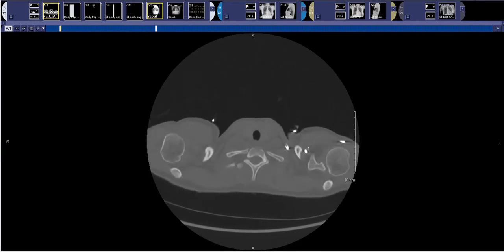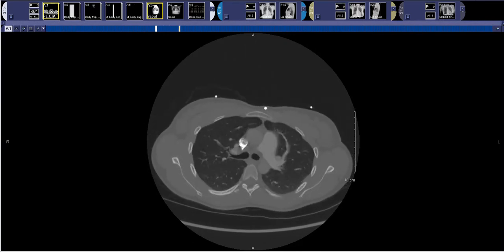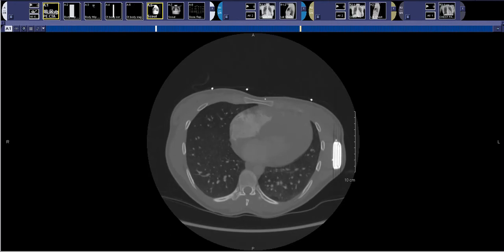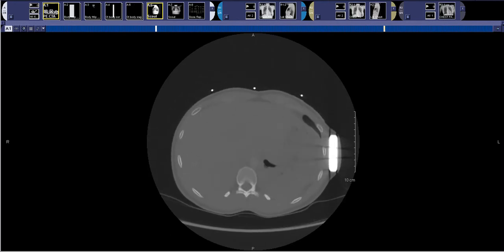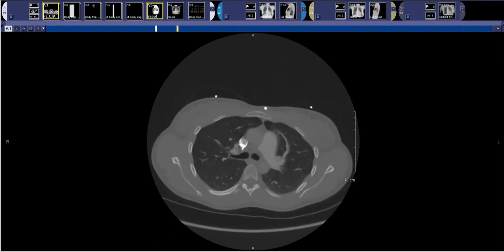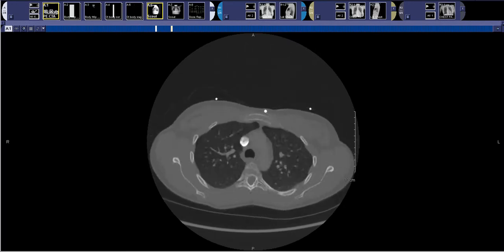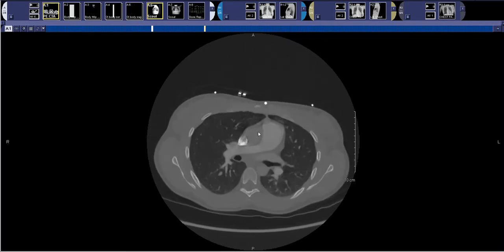If it's for hypoxia, I'll spend more time, or I'll have a higher threshold to call things in the lungs, like maybe ground glass opacities or anything like that that might be explaining their hypoxia. After I've done that, I'm kind of done with my axials, and I'm ready to switch to the different reconstructions.